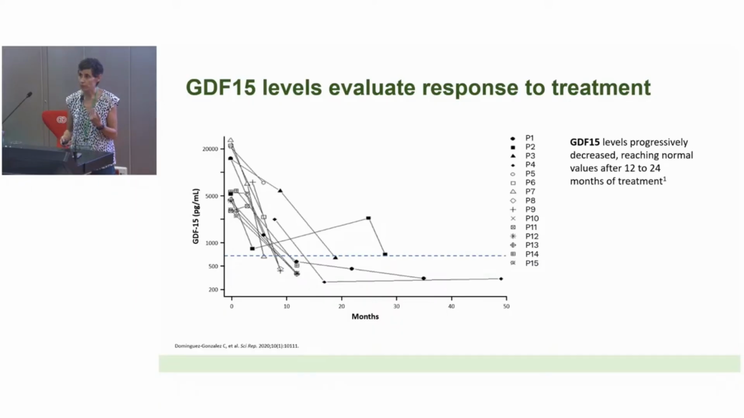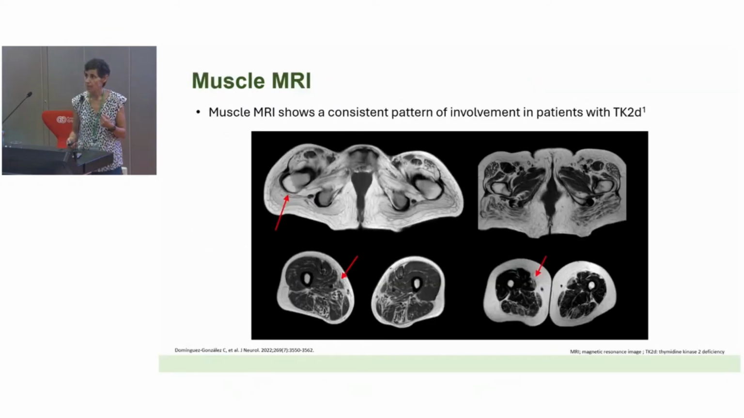So in my opinion, this is a good candidate for clinical trials, at least in the population of primary mitochondrial myopathies. I'm going to briefly talk about the muscle MRI. This is a tool that is used a lot in the field of muscle problems, but not very much used in the field of mitochondrial myopathies.